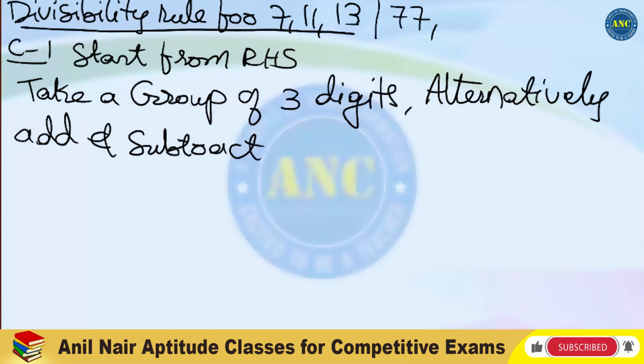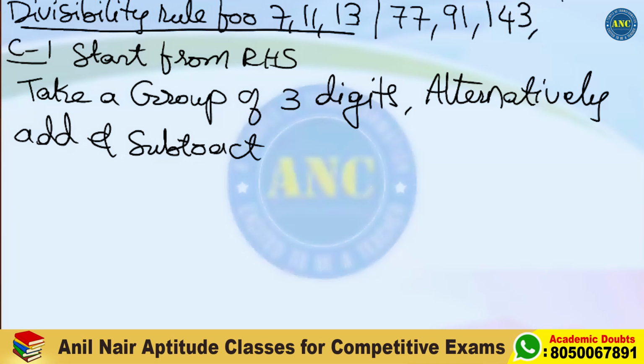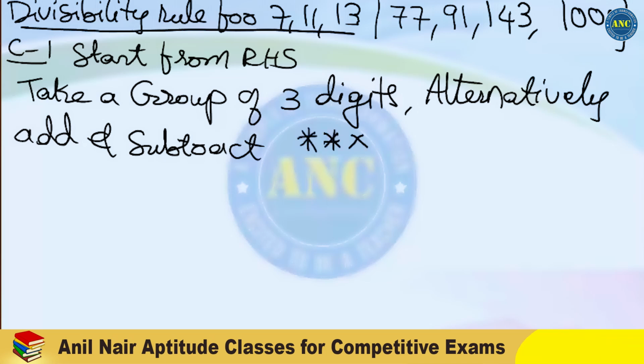Not only for 7, 11, 13. The 77 divisibility rule is 7 into 11. The 91 divisibility rule is 7 into 13. The 143 divisibility rule is 11 into 13. The 1001 divisibility rule is 7 into 11 into 13. Because a composite number divisibility rule is nothing but writing the number as a product of coprimes. Start from right hand side, take a group of 3 digits, alternately add and subtract. This is the divisibility rule for 7, 11, 13. I hope it is clear.